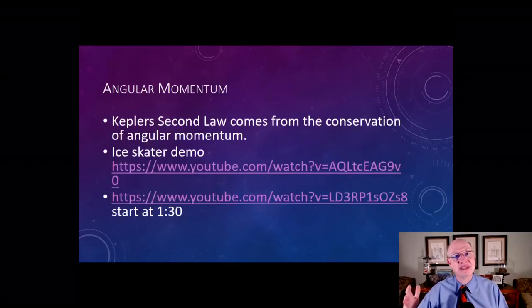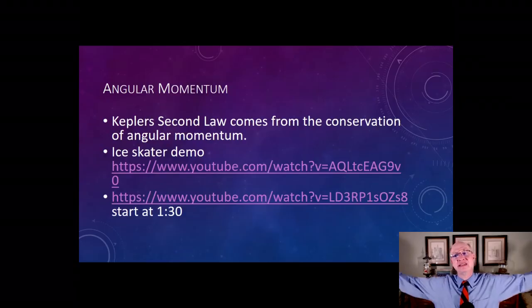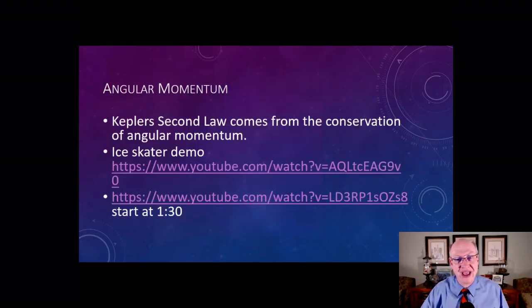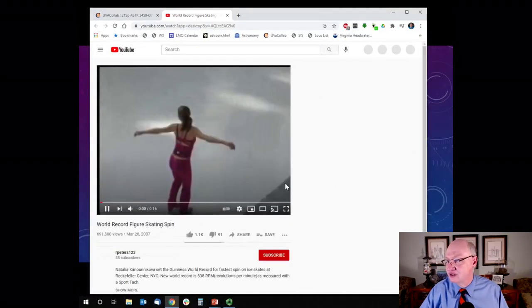Probably the most famous example of the conservation of angular momentum comes from an ice skater spinning. Right? When an ice skater has her arms out, she's spinning very, very slowly. And as she pulls her arms in, she spins much faster. So let's go out to YouTube. Let's find a couple videos of ice skaters spinning here.